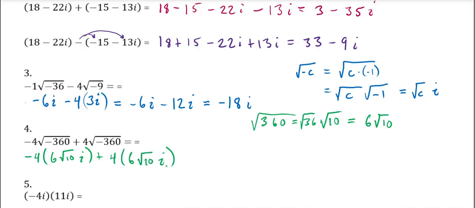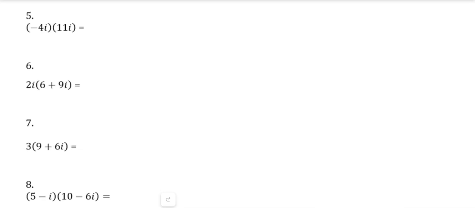But wait a minute, hang on just a second. This is minus 4 of something plus 4 of something. It doesn't matter what that something is, 24 square roots of 10i. But we're taking something and adding it to its negative. That's 0. This is a silly question. Let's move on. The following questions have to do with the multiplication of complex numbers.